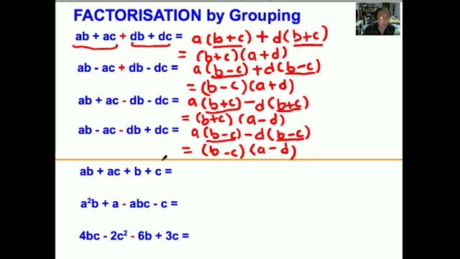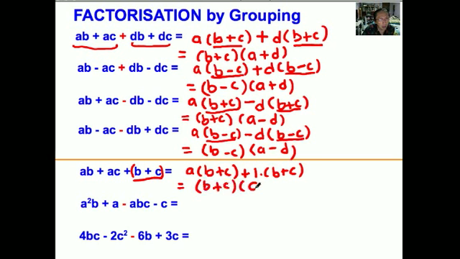Now we will take a look at some examples. Factorizing the first group will give us a bracket b plus c. Notice that there is already a b plus c in the rest of the terms. Therefore, the factor here is 1. B plus c is common, and the remainder is a plus 1.